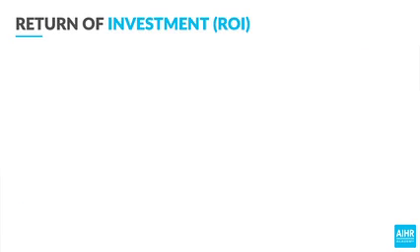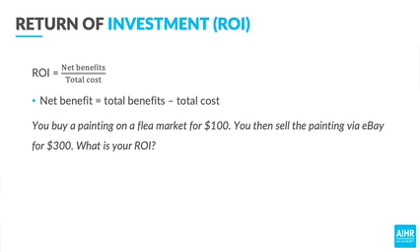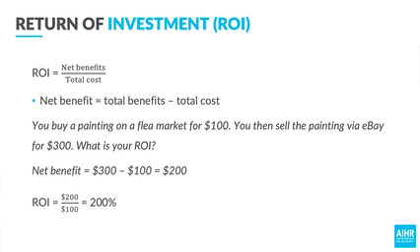Now, it's not 300%. It's not 100 divided by 300. No, it's your net benefits divided by your total cost. So you say, my net benefit is the $300 in total benefits minus the $100 of total cost. So my net benefit is $200. My total cost is $100. So your return on investment is 200%.